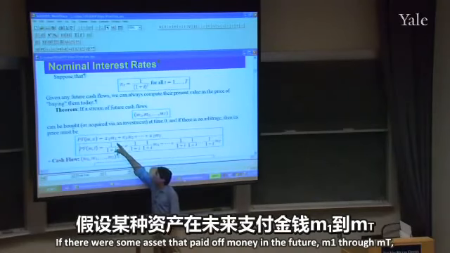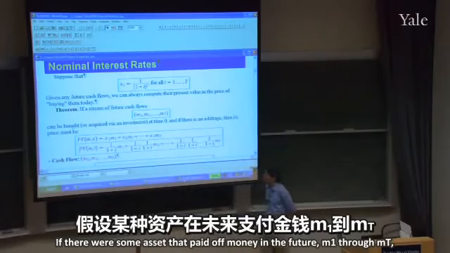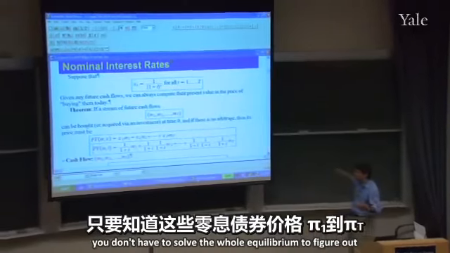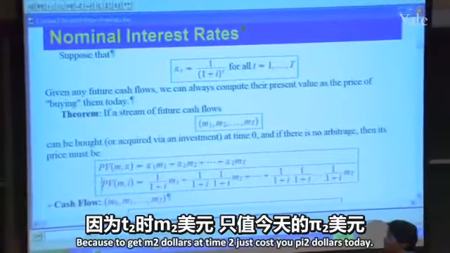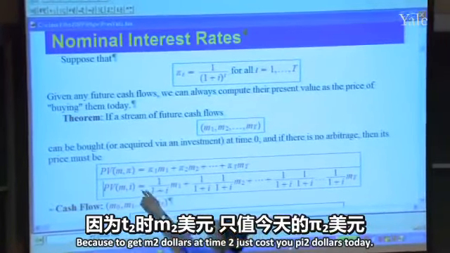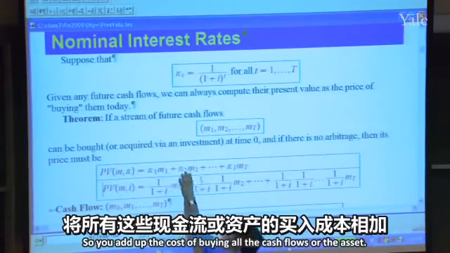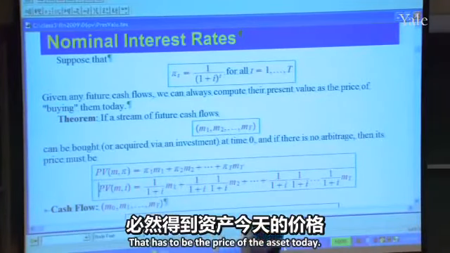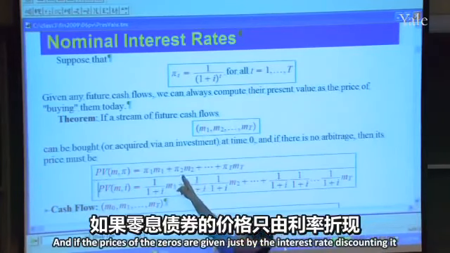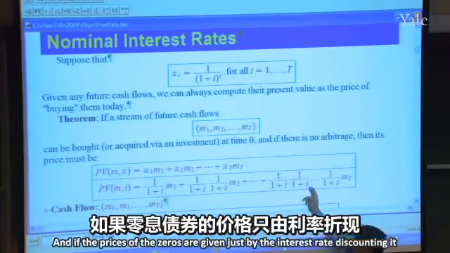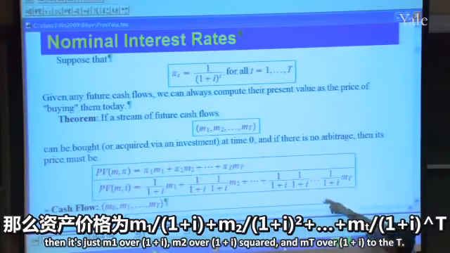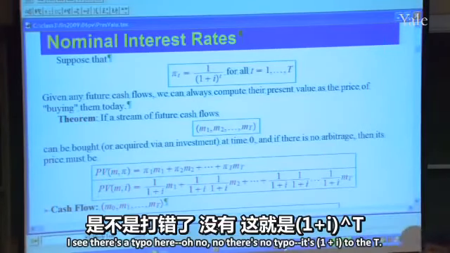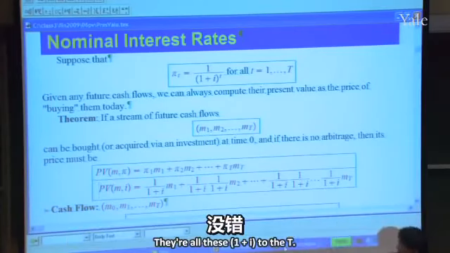If there were some asset that paid off money in the future, M1 through MT, you don't have to solve the whole equilibrium to figure out what its price would be if you knew the prices of these zeros, pi 1 through pi t, because to get M2 at time 2 just costs you pi 2 dollars today. So you add up the cost of buying all the cash flows of the asset, and that has to be the price of the asset today. And if the prices of the zeros are given just by the interest rate, discounting it, then it's just M1 over 1 plus I, M2 over (1 plus I) squared, and MT over (1 plus I) to the t. I see there's a typo here. Oh, no, there's no typo. It's (1 plus I) to the t. There are all these (1 plus I) to the t.